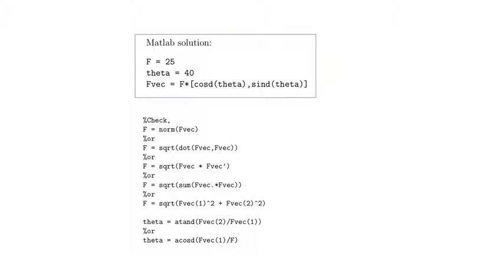In MATLAB, vectors are represented by an array indicated by the brackets, with commas separating the two components. The notation cosd and sind is used to tell MATLAB to compute the cosine and sine functions in degrees instead of radians.